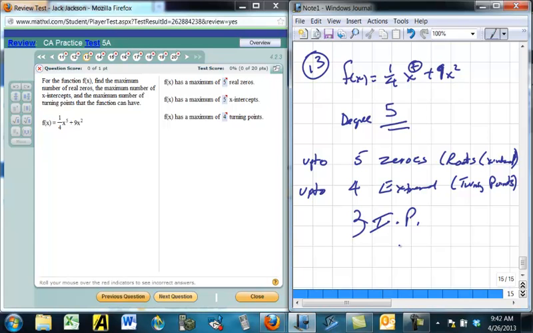Okay, so how many real zeros could it have? Up to 5. It may have less than that, but it's no more than 5 for sure, just based on the degree only. Now in reality this one may actually have less than that, but the degree only tells us it's got to have at most 5 real zeros and 5 intercepts, and at most 4 turning points.